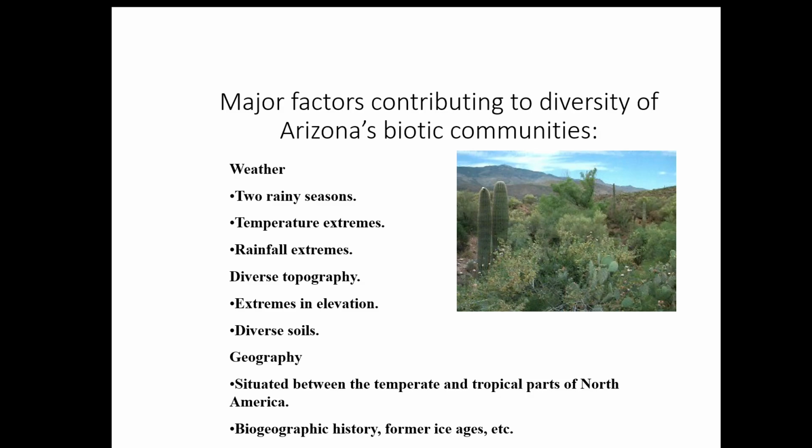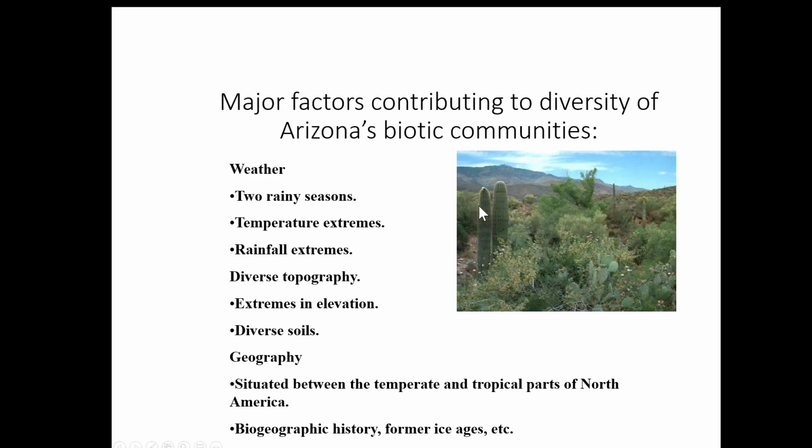We have two rainy seasons. Many of you noticed that when you were doing your biome on the Sonoran Desert. We have a winter raining season from October through February, and a summer raining season, July through September. Within our state, we have dramatic temperature extremes. We can go from 0 to over 120. We have real rainfall extremes. We have areas that get almost 40 inches of rain a year, and areas that get 2 inches a year.